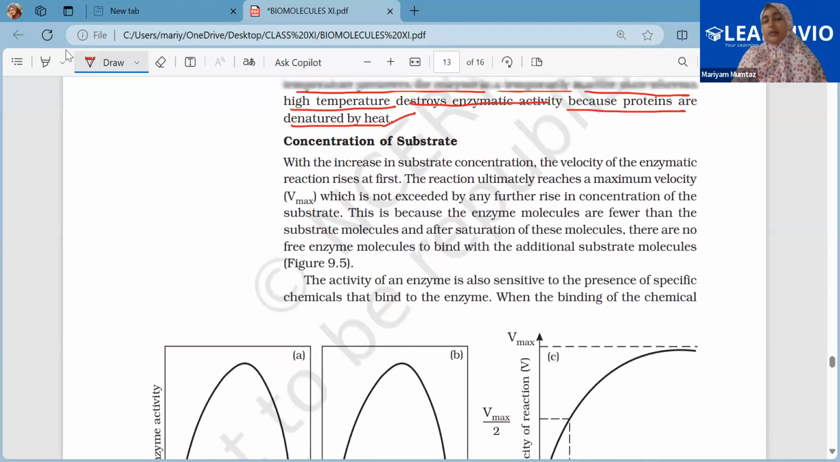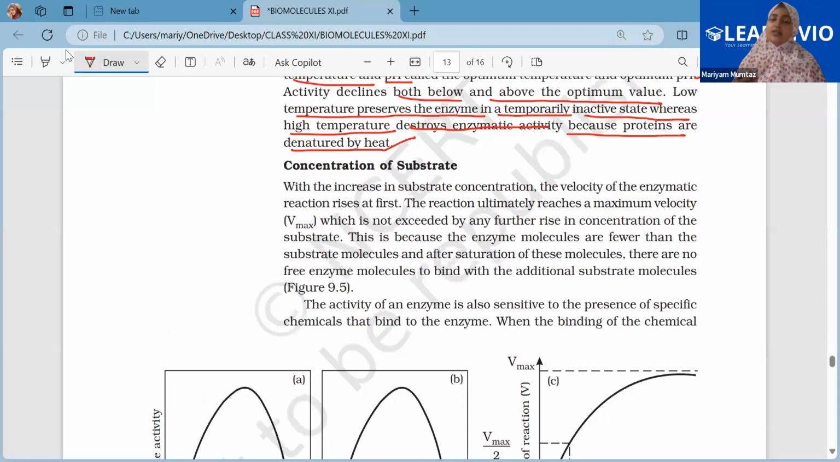Now talking about the concentration of substrate, like how much substrate is there for the reaction. So with the increase in the substrate concentration, the velocity of the enzymatic reaction rises at first, meaning as the substrate is increased, the rate of reaction also increases at first. Now, the reaction ultimately reaches a maximum velocity, that is Vmax, which is not exceeded by any further rise in the concentration of the substrate.